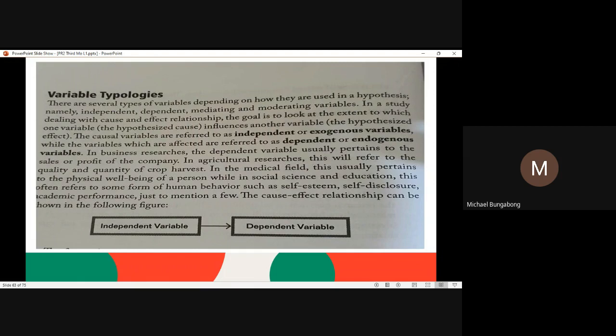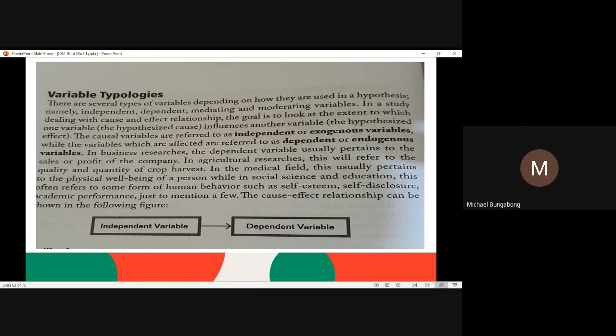Halimbawa, class, in business research, siyempre, ang dependent variable natin sa researcher usually pertains to the sales or profit, no? Bakit? Because that sales or profit depends on fluctuations of the economy, no? So sometimes yung supply and demand, it matters, no? So that's why this is a dependent variable. They are depending on the structure or the flow of the economy within a country or even internationally, no?